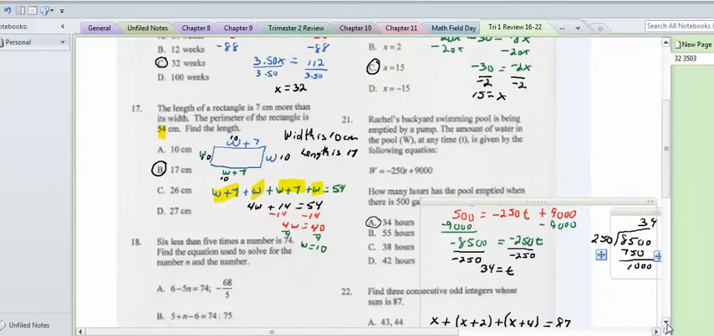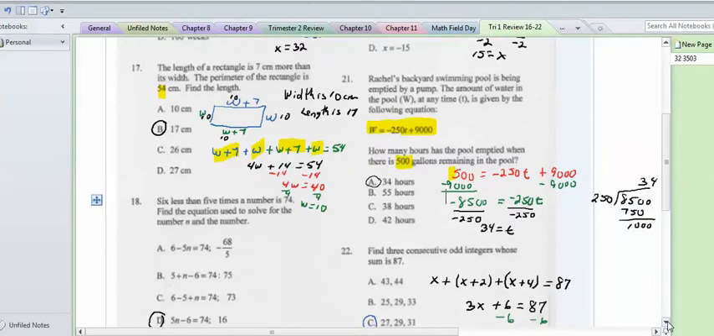Okay, the next one, 21, Rachel in her swimming pool. Right here is the equation that they want us to use, so you need to look closely for that. The water amount is the W, 500 gallons. That's what you're going to put right here for your 500 gallons. Plug that in for your W, and then just do the math.